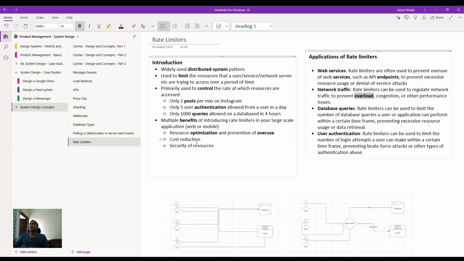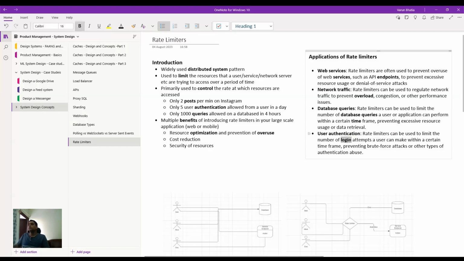Database queries, again, if you don't put any sort of restriction on the number of queries a user or an application can perform within a certain time frame, then you are going to overwhelm your database. You might be doing a lot of writes, or you might be doing a lot of reads, depending on whether it's a read or write heavy query system. It can basically just lock out the users, right?